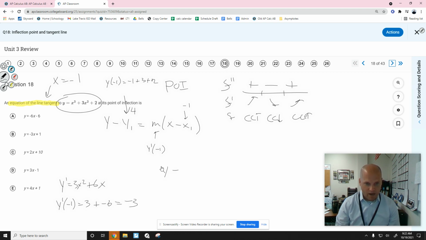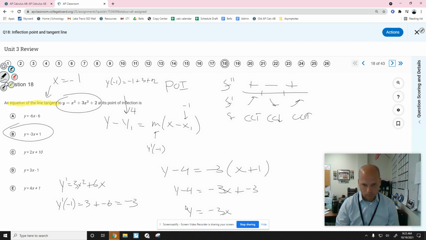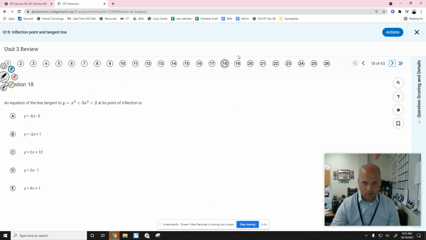All right, so I have y minus 4 equals negative 3 times x plus 1, which is x minus negative 1. I know this is going to be the answer because it's the only one with a slope of negative 3. I'm going to double check that I did everything right. Distribute, add the 4. Boom. Good question. Good little review of last unit, finding equations of tangent lines, and then this unit, points of inflection.